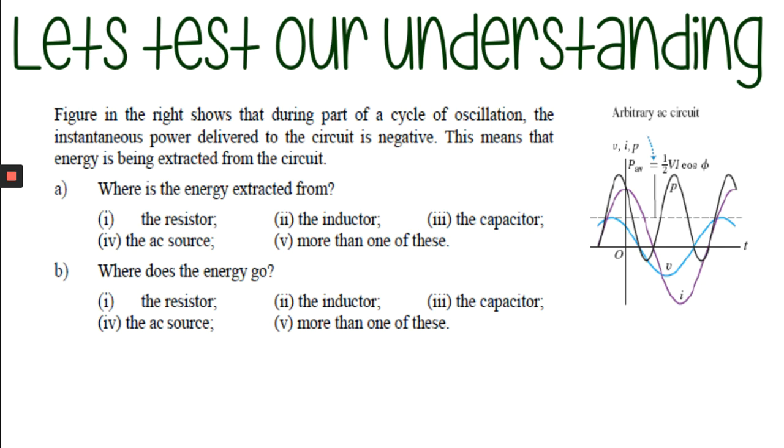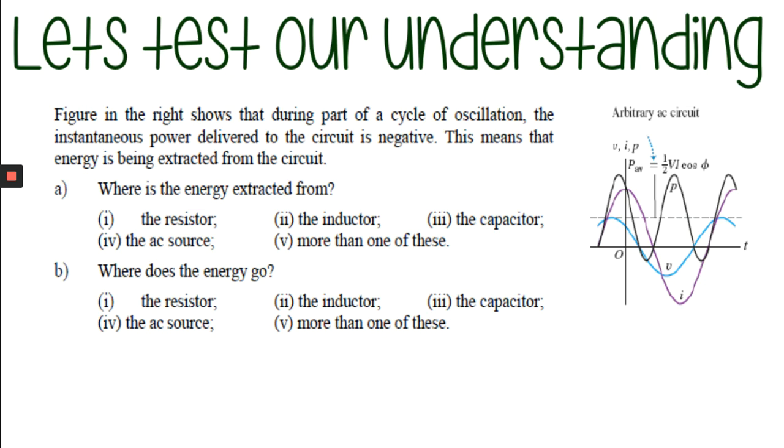Now let us see how much you have understood. Here a very simple problem is given. This figure shows that during a part of a cycle of oscillation, the instantaneous power delivered to the circuit is negative. This means that energy is being extracted from the circuit, obviously. When power is supplied to the circuit, you take it as positive. But as it is negative, it is obvious that the energy is being extracted.